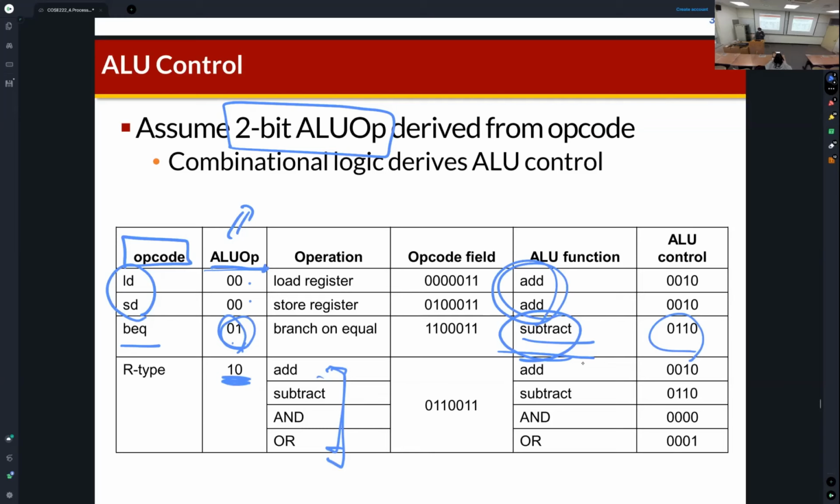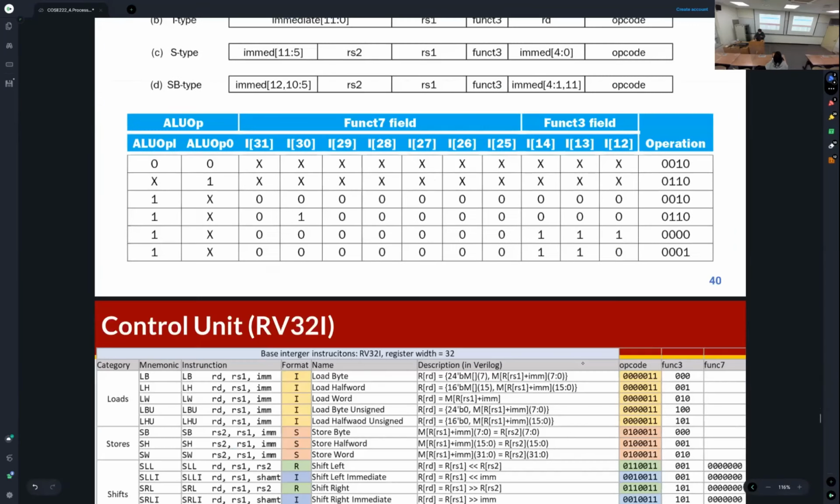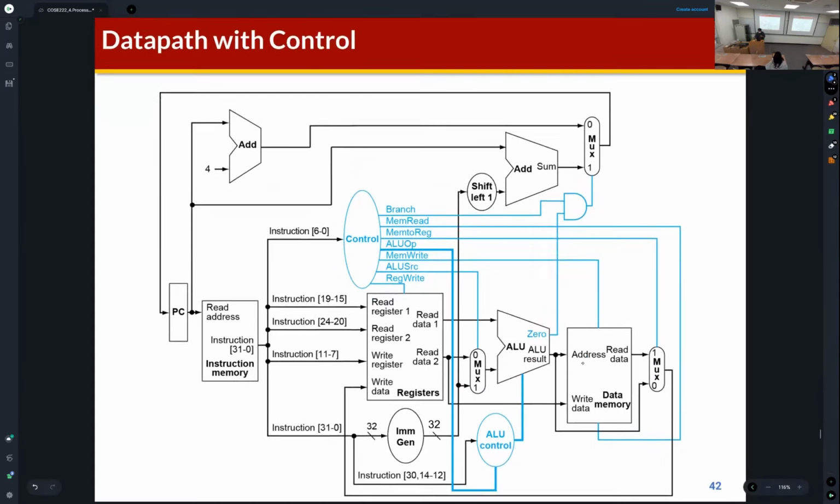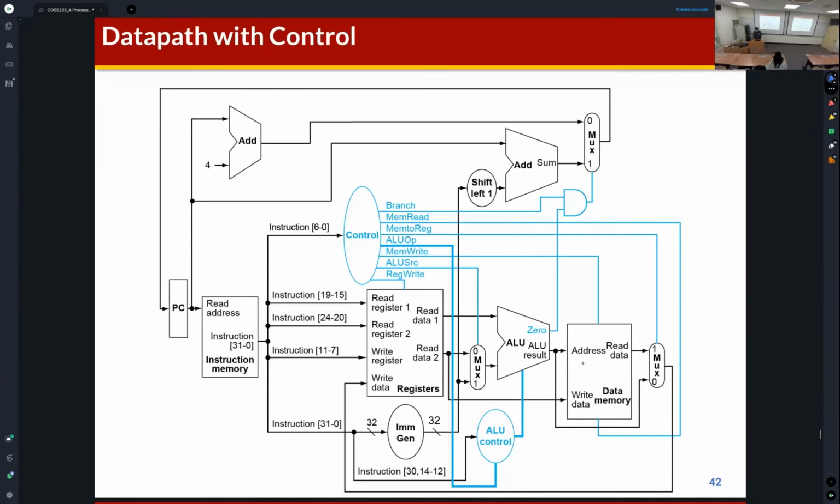Okay, and then based on the other function 3 or function 7 field, the ALU function is also decided, like add, subtract, and, or. Okay, so let's see some connections of the ALU operation. If you see the control unit here, you can find the control unit here.